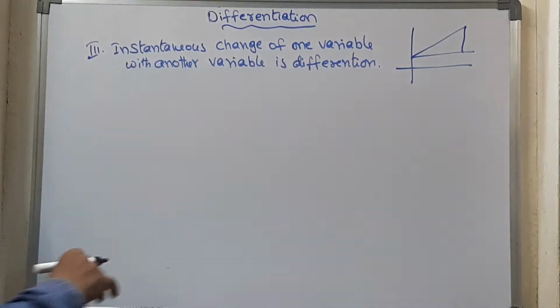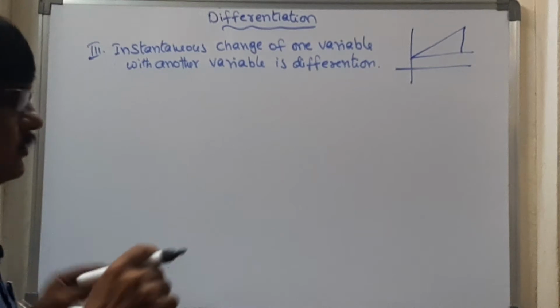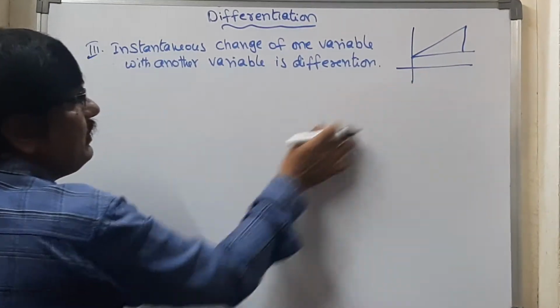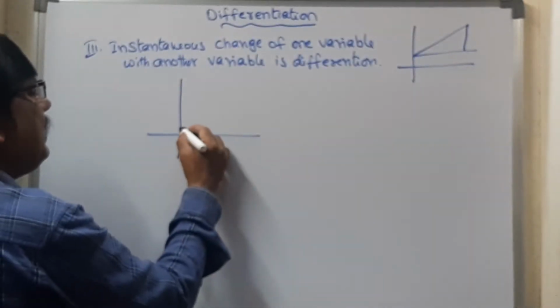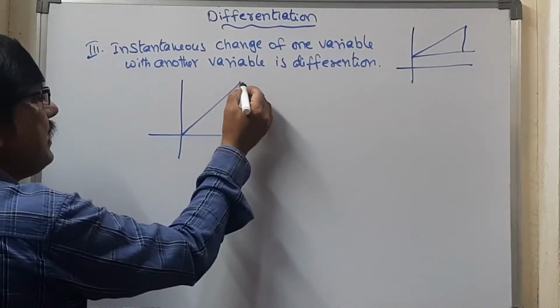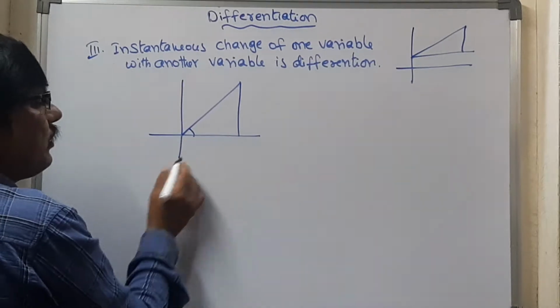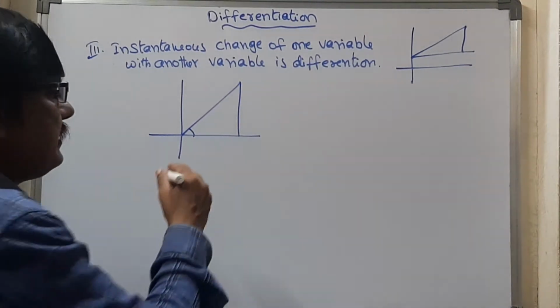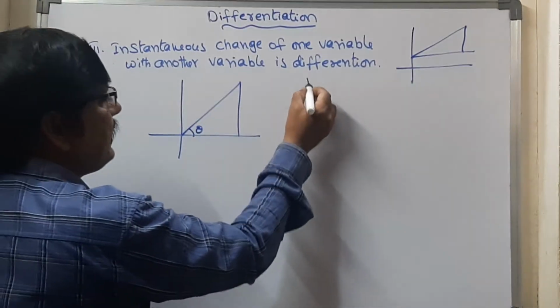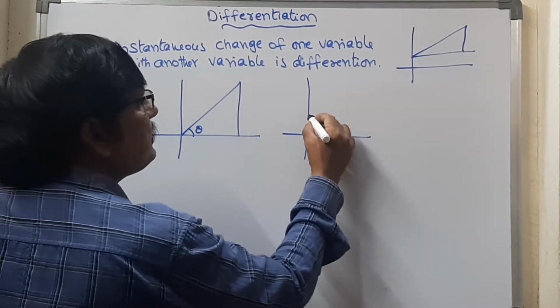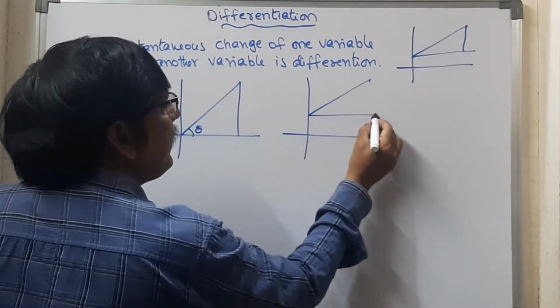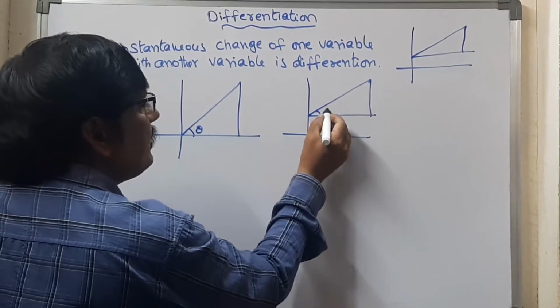What is meant by this instantaneous change? Now let us see. In terms of a regular graph, if it is traveling towards this side, we can identify the slope here, and this is the theta. And if it is making a certain angle, we can mark the angle here and find the slope.